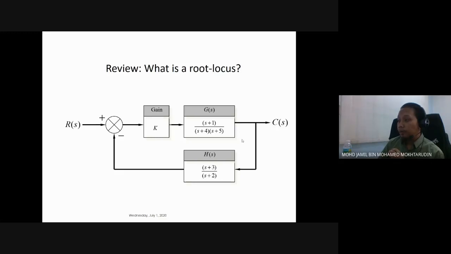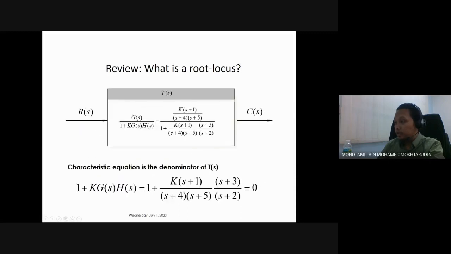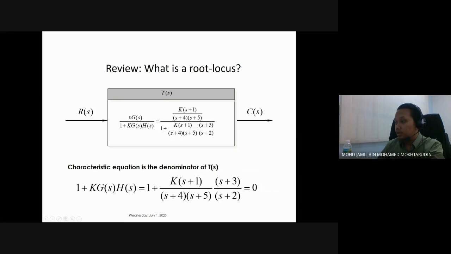Before you try to sketch the root locus, you need to simplify the block diagram given here. You know that these two are in series, or cascade, and H is feedback with these two. So you can simplify this to G divided by 1 plus KGH. Oh yes, it's actually KG, so I missed KG here.